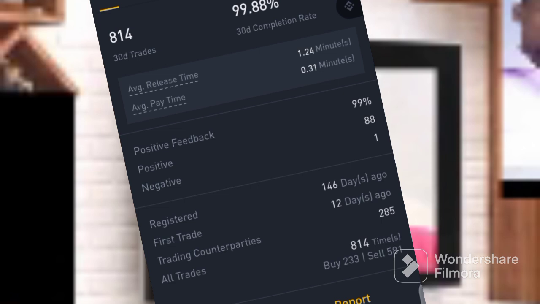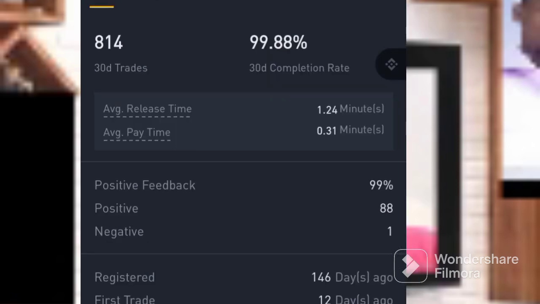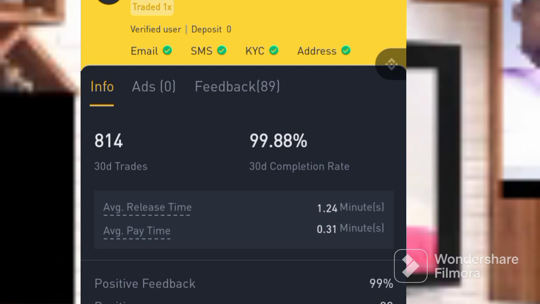You have already checked the completion rate and you've seen it is 99% or 100%. 80 and above is very good. You've also seen the number of traders. I think 200 and above number of traders is good. Traders means that that person has made such trades. Like in this case, that is 814 trades, the number of trades that this person has interacted with.